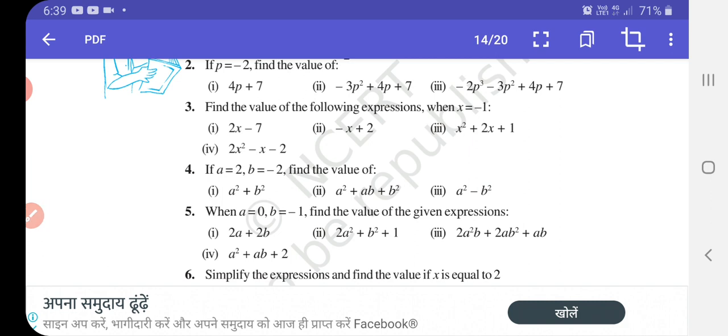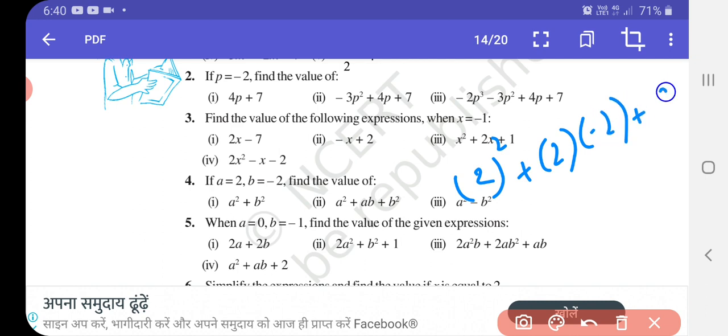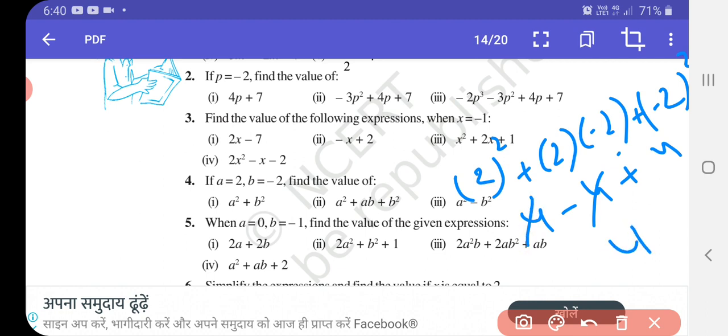One more I will do for you. a square plus ab plus b square. Then a square means 2 whole square plus ab, 2 into minus 2, plus b square means minus 2 whole square. Understand? 2 square is 4, 2 into minus 2 is minus 4, plus minus 2 square is plus 4. Minus 4 and plus 4 cancel. Your answer is 4. Understand? This type you have completed question number 4.